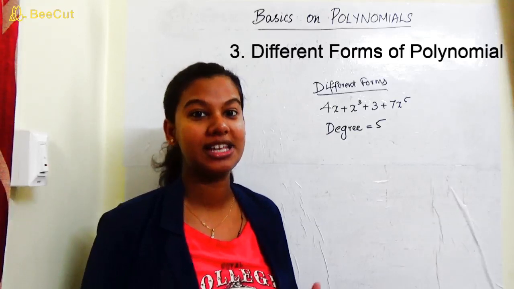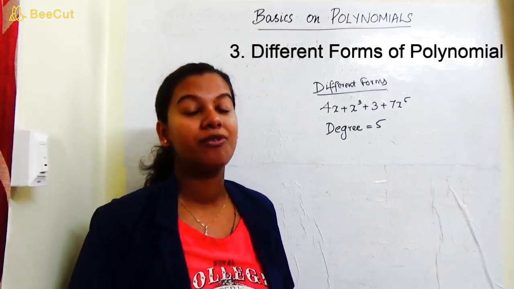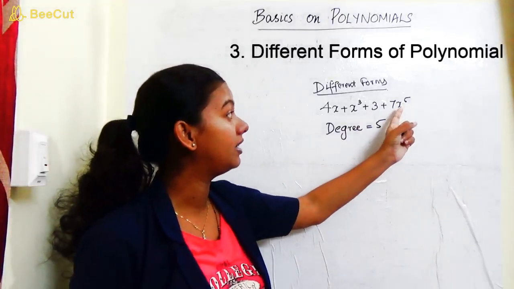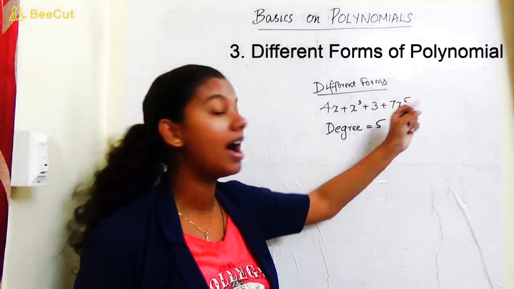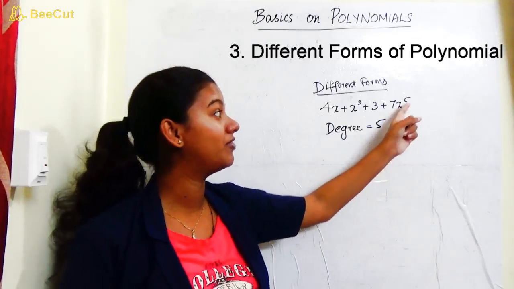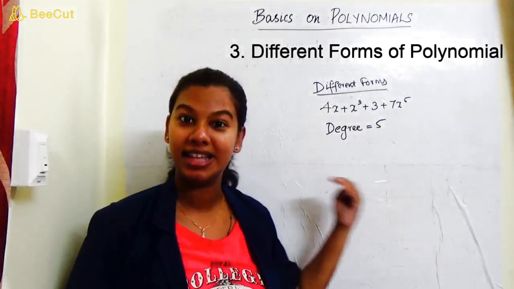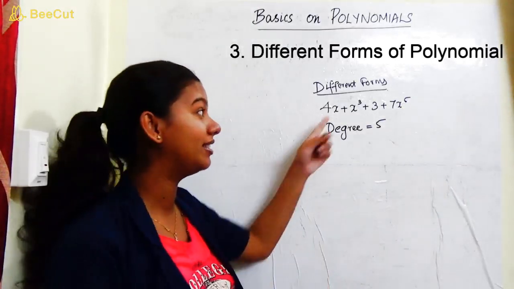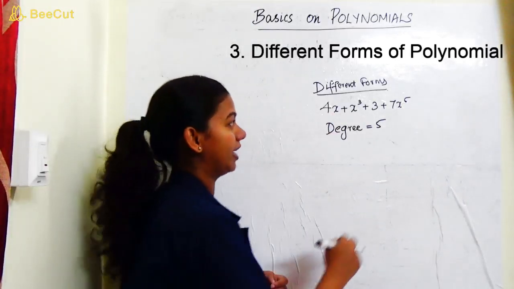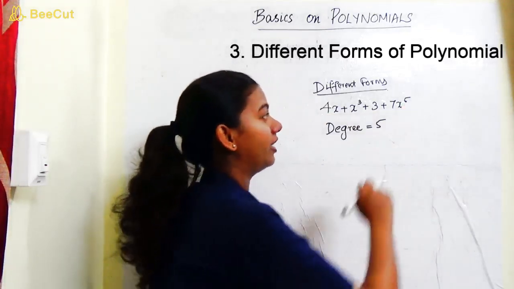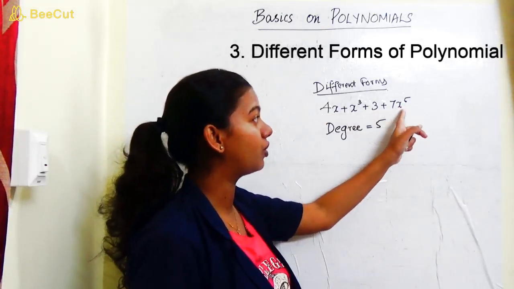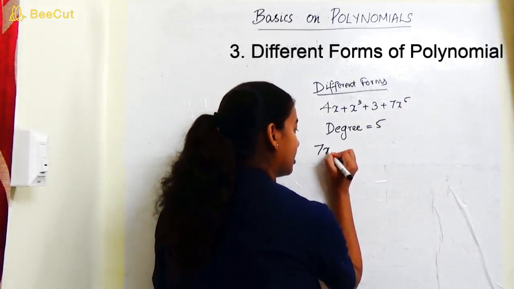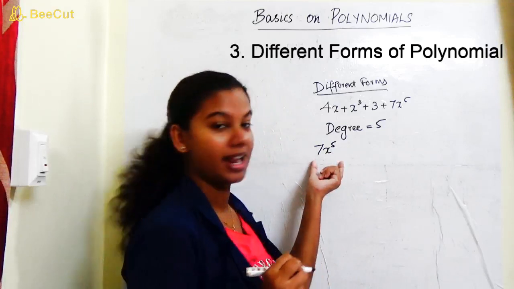Okay, now let's see the different forms of the polynomial. If we want to write it in standard form, we always have to mention the term which has the highest power first, and then write out the terms in decreasing order. I will show you how we need to do that. In this, x raised to 5 is the term with the highest power. So I write that first: 7x raised to 5.